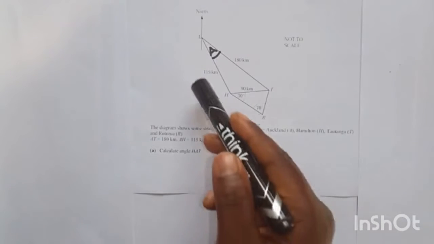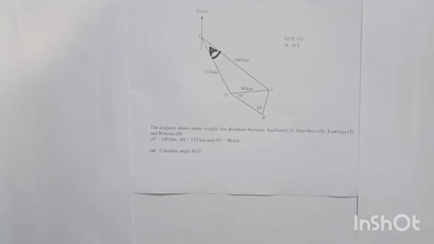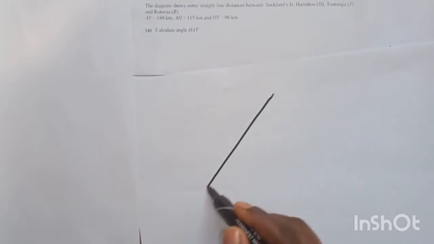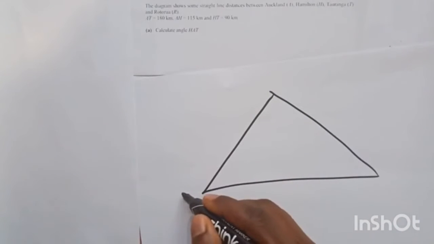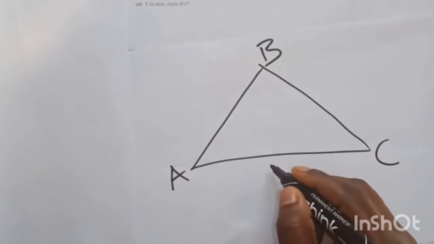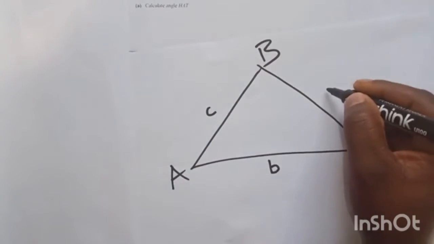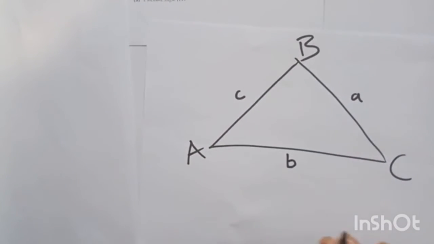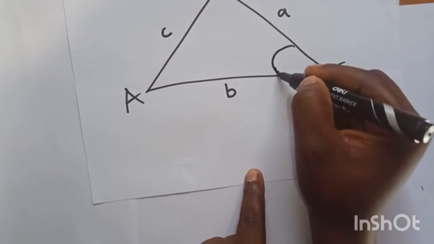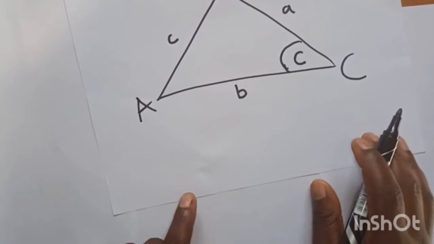So in a situation whereby you are given all three sides of the triangle and you are asked to calculate an angle, we make use of the cosine rule, right? Let me give you the formula. Take for example, you have a triangle like this, A, and this is B, and this is C. And this is side B, side C, and side A. Let's say we want to calculate angle at C using the cosine rule.